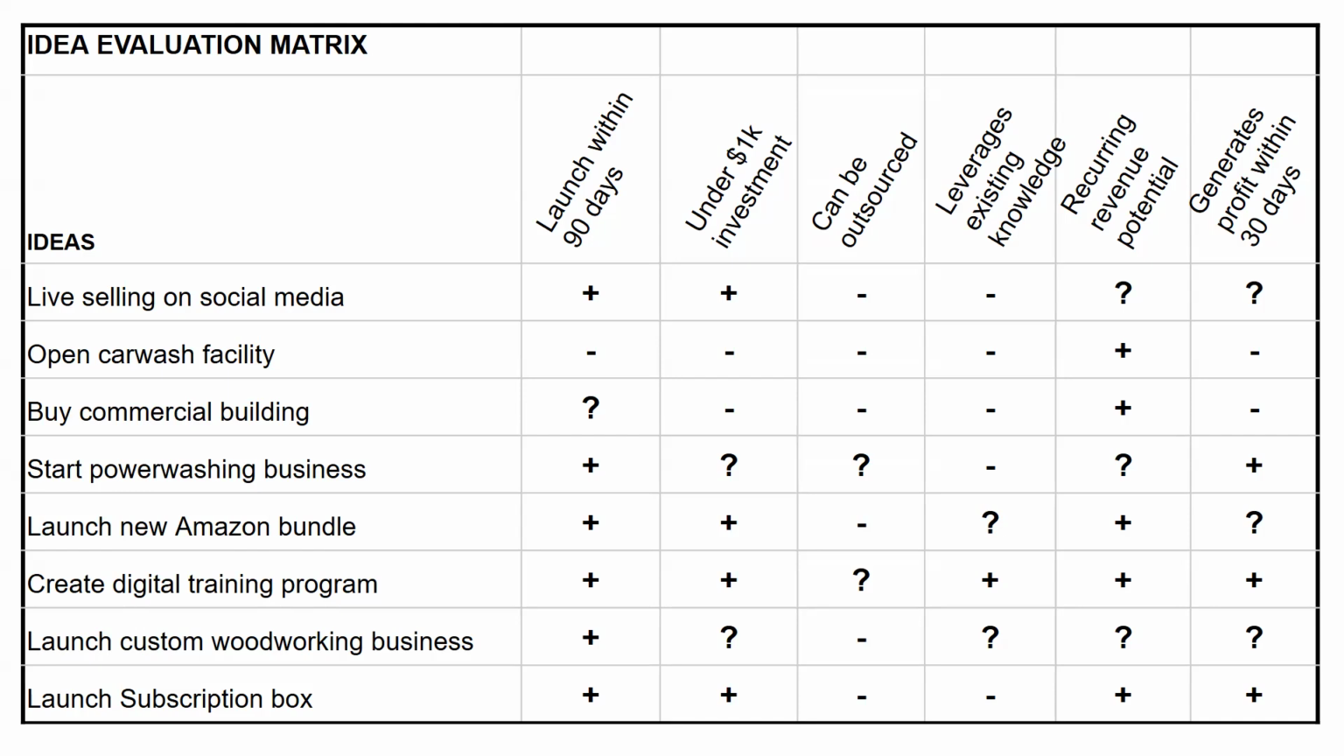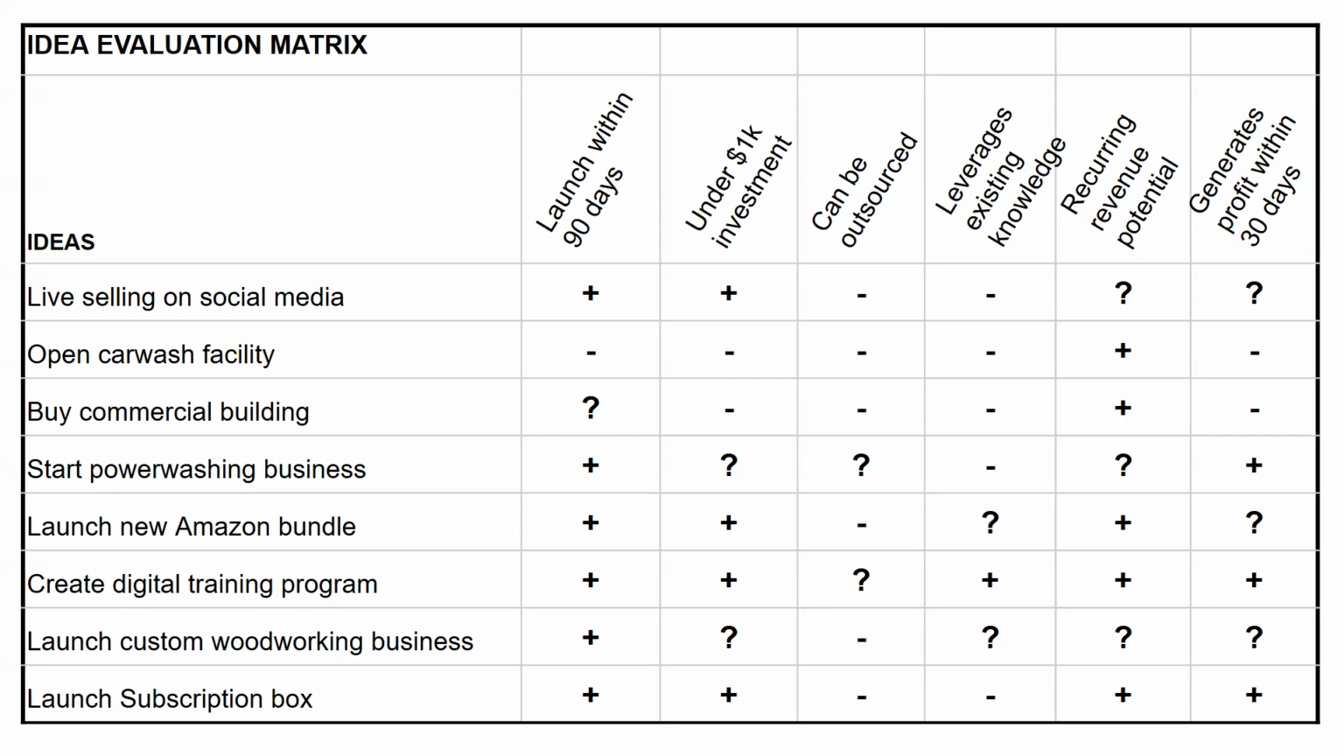Launch a new Amazon bundle, easy peasy. I can launch that right away, under $1,000 investment. Can it be outsourced? No, not so much. Leverages my existing knowledge? Yes. I don't know why there's a question mark there. Recurring revenue potential? Yes, if I do a bundle that either sells regularly or people need to replenish. Generate profit within 30 days, sometimes.